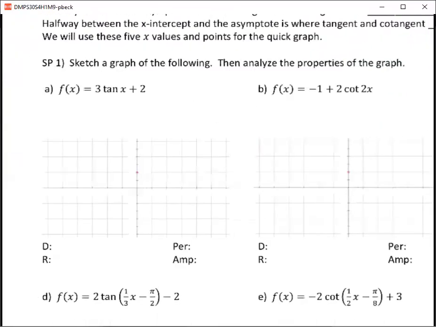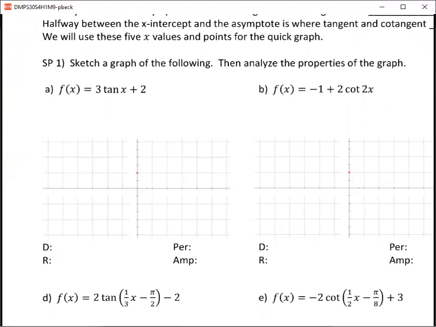So the graph of 3 tangent x plus 2. First thing that we're going to do, just like before, is establish that we do have a vertical shift of plus 2.